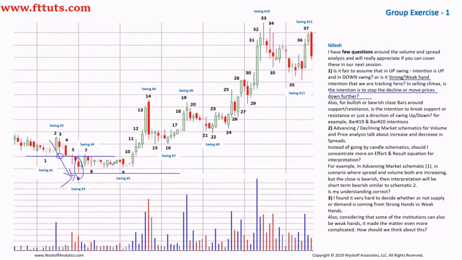So on the next attempt to go down, which is this reaction right here, swing number 5, we will be talking about an ability to commit to the downside. Therefore, intention is not satisfied.